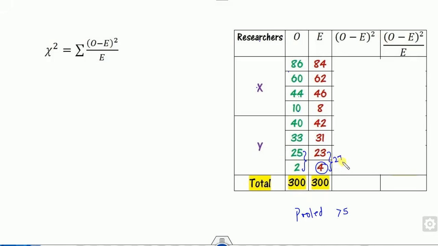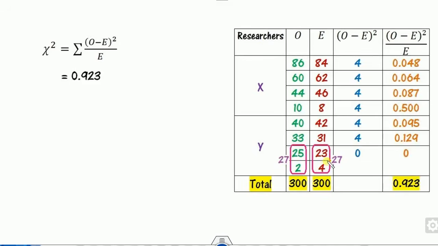So this is 27. This is 27. So now here is 27. Now you can find their difference. Okay. Now this is my 0.927. So what is the degree of freedom? What is R minus 1, C minus 1? R minus 1 is my 2, rows and 4 columns are there. So degree of freedom is 3.